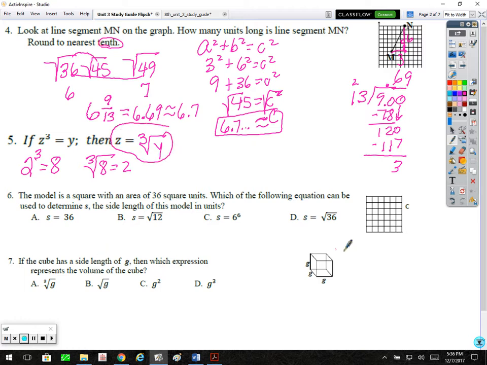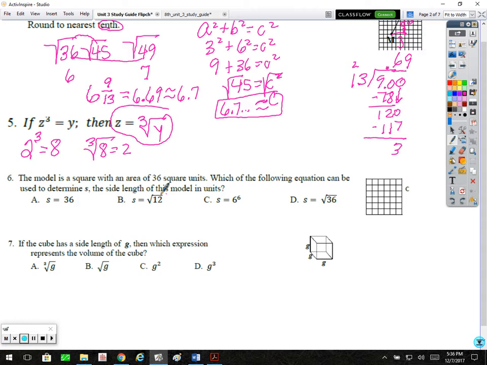Alright, number 6. The model of a square with an area of 36 units. Which of these could find it? Well, remember 36 is in here. And remember to find the side length, area equals side length squared, but we take the square root of the area to find the side. Okay, here it is right here, square root of 36.